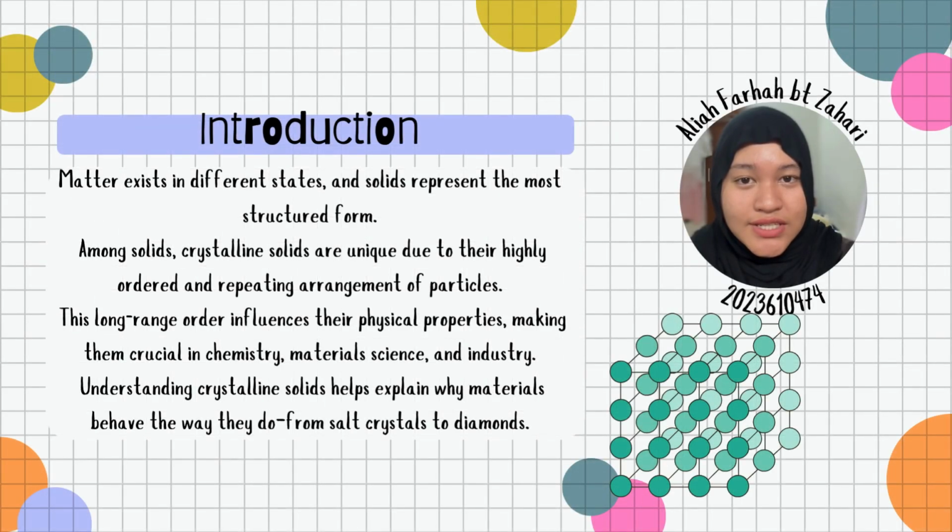Matter exists in different states such as solid, liquid, and gas, and solids represent the most structured form of matter. Among solids, crystalline solids are unique because their particles are arranged in a highly ordered and repeating pattern. This long-range order greatly influences their physical properties such as melting point, hardness, and electrical conductivity. Understanding crystalline solids is important in chemistry and material science as it helps explain the behavior of materials ranging from simple salt crystals to complex structures like diamonds.